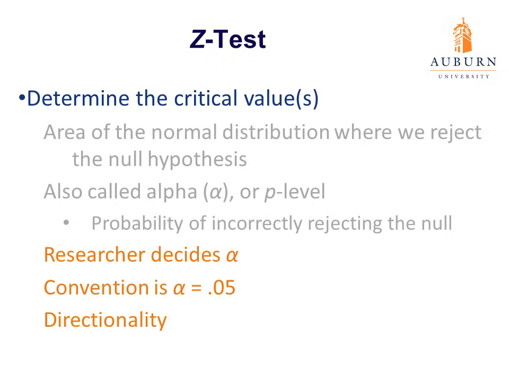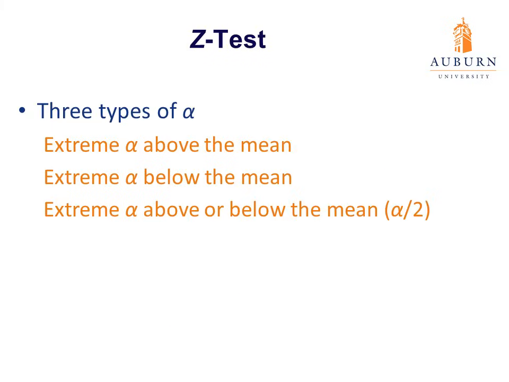So when we talk about alphas and setting up critical values, we need to talk about directionality. So do we expect values to increase, decrease, or are we not sure what's going on? And so that's what we mean by directionality. So there's three types of alphas that we're concerned with when it comes to hypothesis testing. There's the extreme alpha above the mean, or in other words, an extreme alpha higher than the mean. And this is when we have a situation where we expect values of our measure to increase based on our sample to the population. There's also extreme alpha below the mean. This is lower than the mean, so this is where we would expect values that we measure for our sample to be lower than the mean of the population.